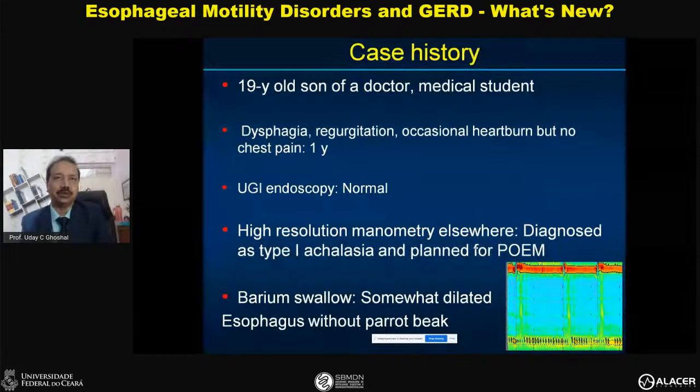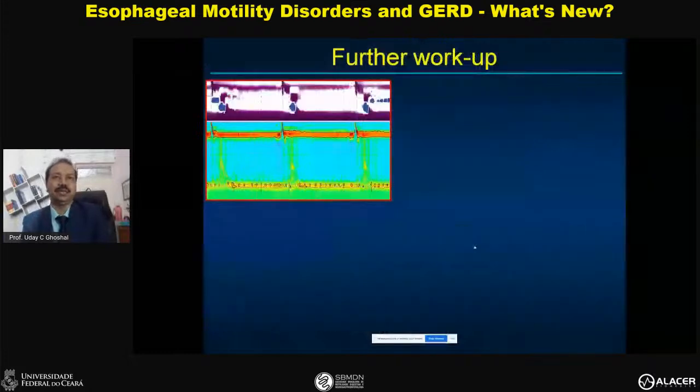Now, since his father was a surgeon and he himself was a doctor, before undertaking this POEM, which is quite an irreversible sort of operation, he thought he should take a second opinion. Therefore, he came all the way from Calcutta to Lucknow for a second opinion. So he repeated the esophageal manometry.